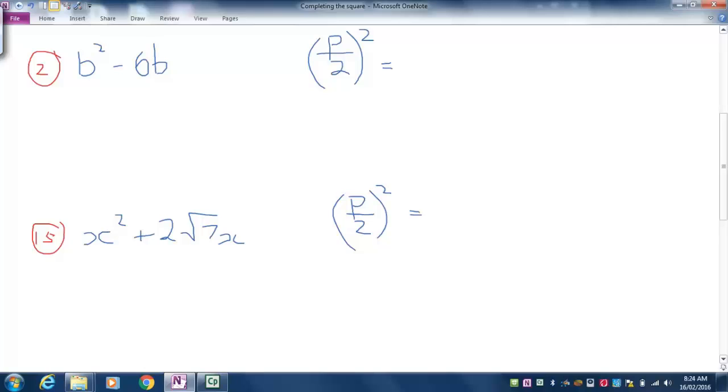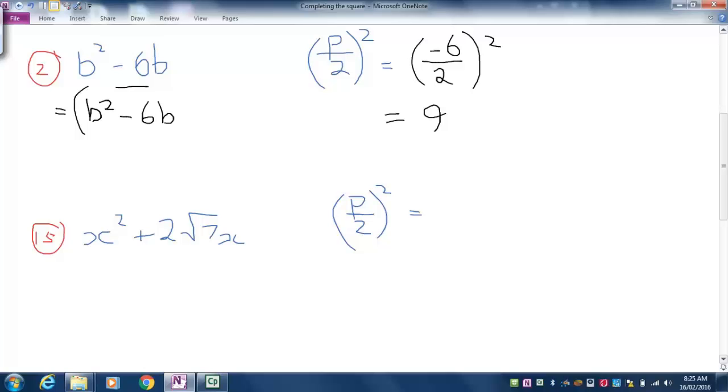So this time p is negative 6. Now that negative is going to cancel out because when I square a negative number it becomes a positive. So we get negative 6 over 2 all squared. Negative 6 divided by 2 gives me negative 3, and negative 3 squared is positive 9. So that's the number that I need to add to the end of this expression. So I get b squared minus 6b plus 9.